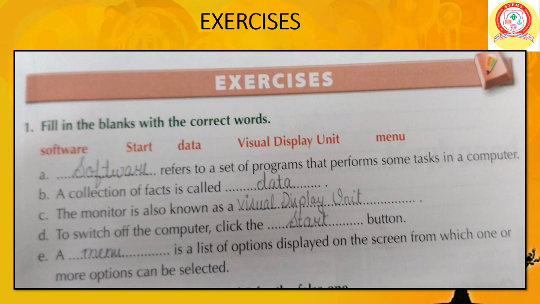Exercise, question 1. Fill in the blanks with the correct words. A, blank refers to a set of programs that perform some task in a computer. So what will come, children? Software. B, a collection of facts is called data. C, the monitor is also known as VDU, that is visual display unit. D, to switch off the computer, click the start button. E, a menu is a list of options displayed on the screen from which one or more options can be selected. Okay, children.